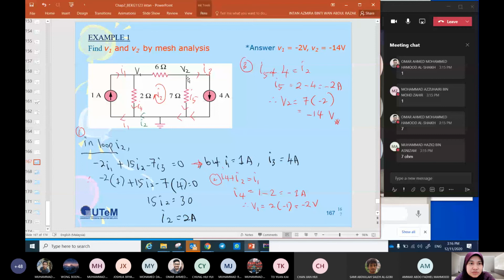So how to find I4? Okay, we apply KCL at this node, the top node here. So here is I2, because I2 flows through the 6 ohm and through this path, and here is I1. I1 flows through this path. So we apply KCL.